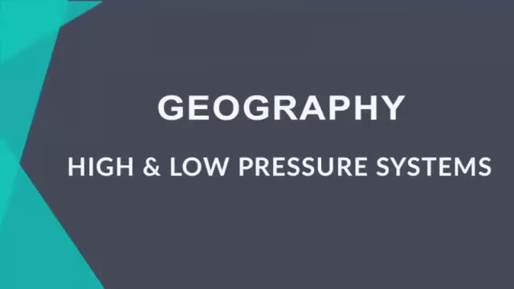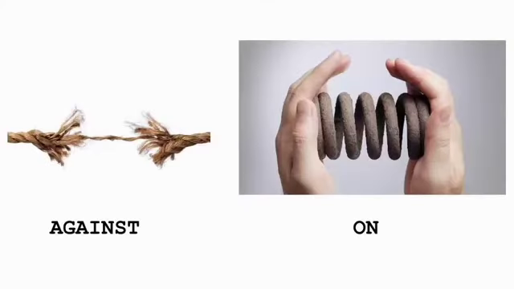Hello everyone. In this video, we will try to understand what causes atmospheric pressure, what causes atmospheric pressure to change, and we'll also see what causes high and low pressure systems. So what is pressure? Pressure is a continuous force exerted on or against an object by something in contact with it. Now that we know what pressure is, this video is focused on atmospheric pressure. So what is atmospheric pressure?